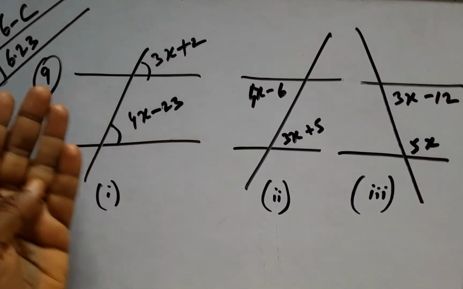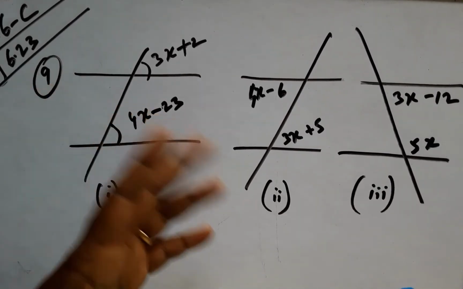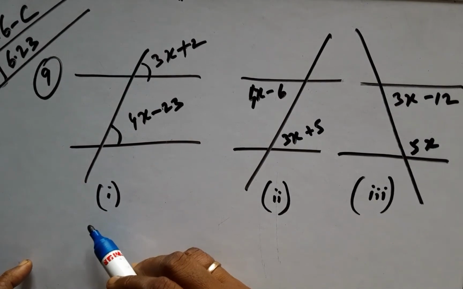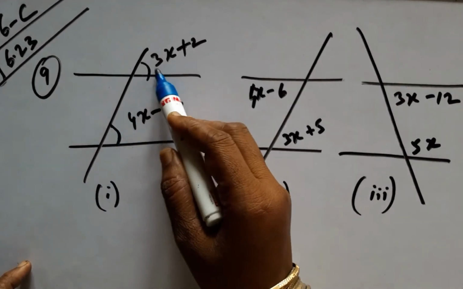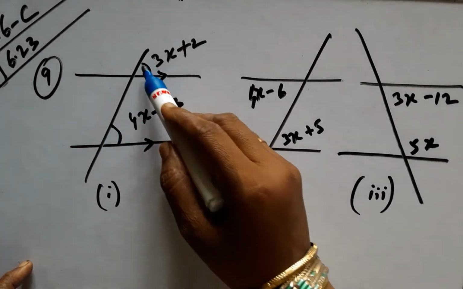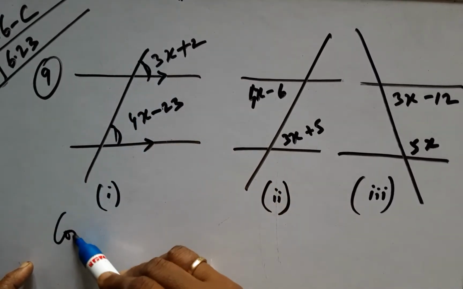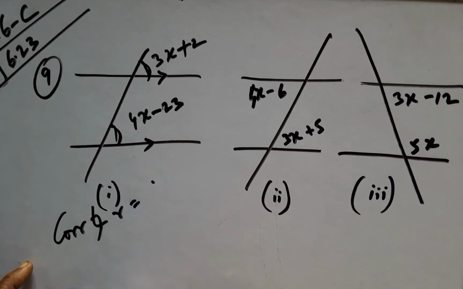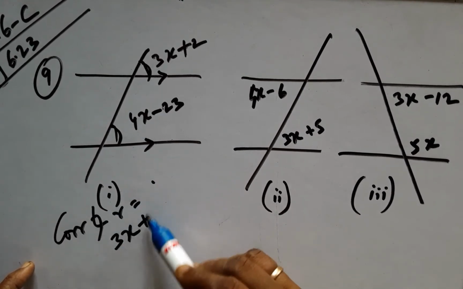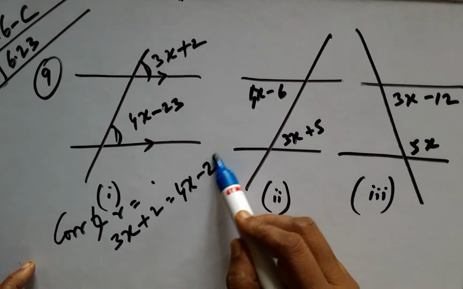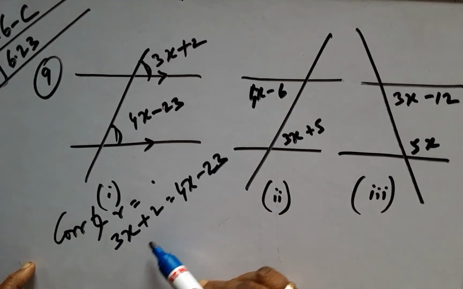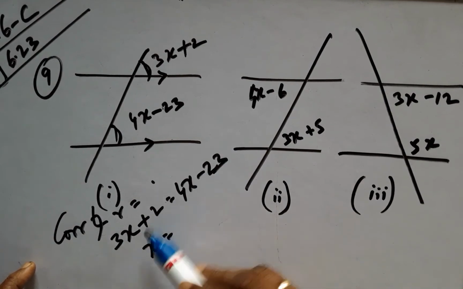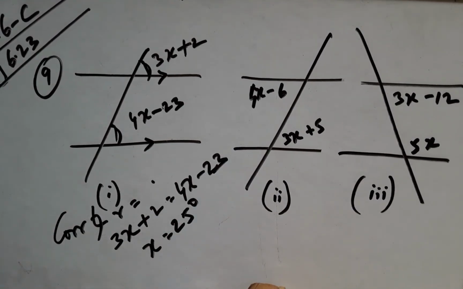Very simple problem. All we need to do is set up the linear equations, and the answers come out with the properties of the parallel lines with the transversal. With these two parallel lines and the transversal, these angles are corresponding angles, and they happen to be equal. Corresponding angles are equal. Therefore 3x plus 2 equals 4x minus 23, and the rest is math, as you know. This comes this side and this goes the negative, and therefore x will be 25 degrees.